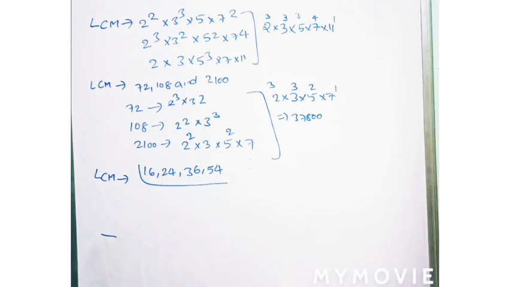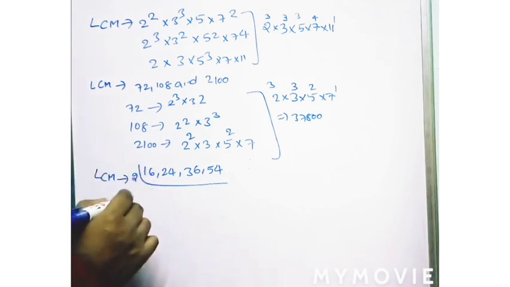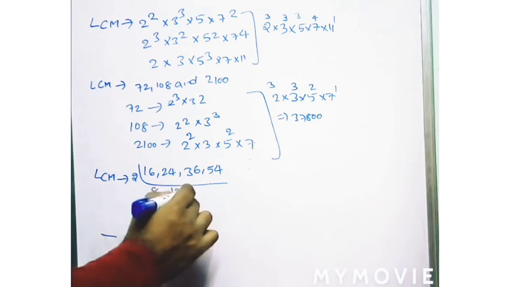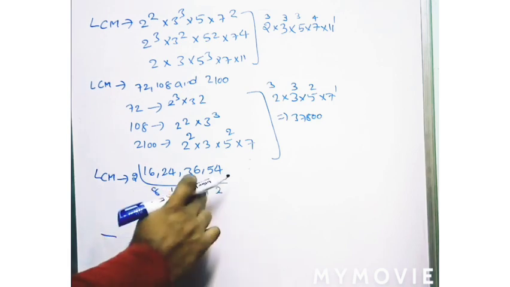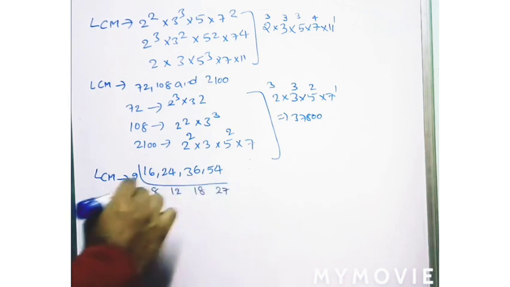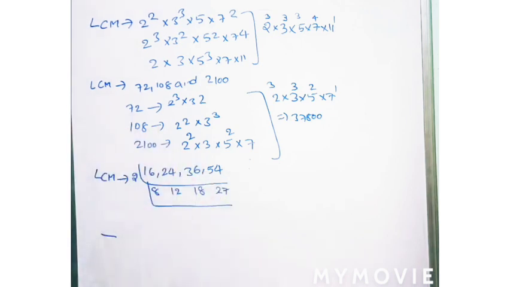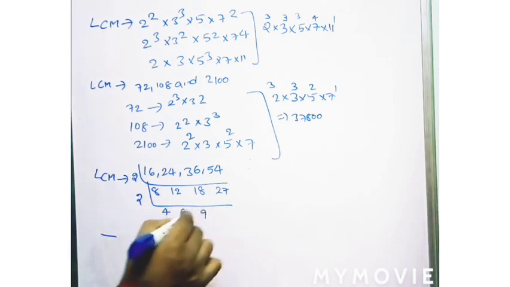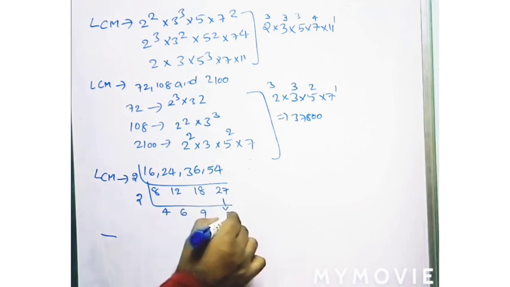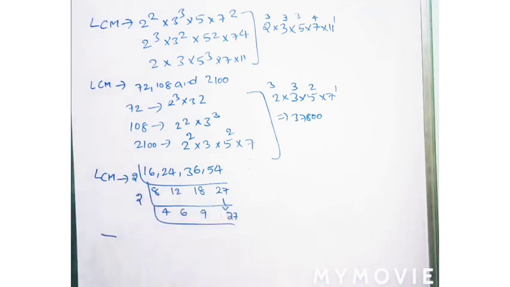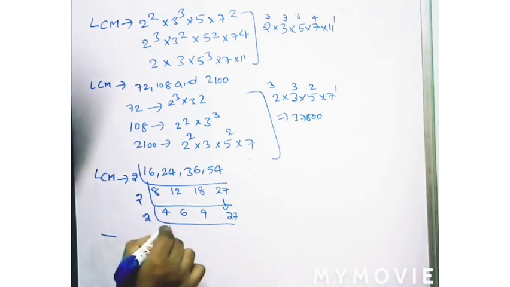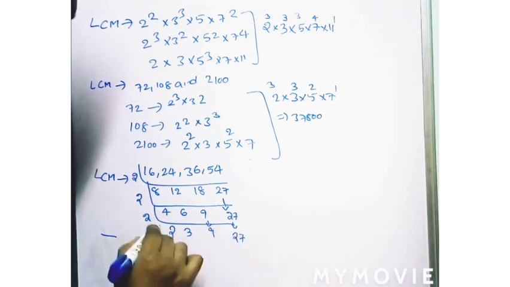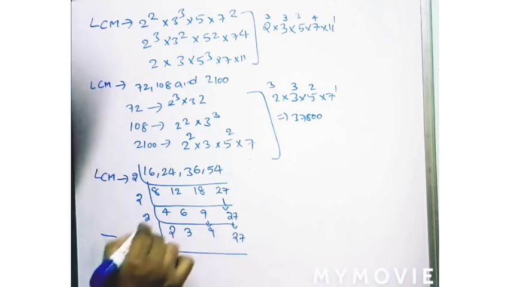In the division method, what we are going to do is, see, it is commonly divisible by 2. So 2: 8, 12, 18, and this one will be 27. Okay. Again I'll take 2: 4, 6, 9. 27 is not divisible by 2, so I'll take it as it is to the next step. Again I'll take 2: 2, 3, 9. 9 is not divisible, so I'll take it as it is. 27 is also not divisible. Then now I'll take 3.